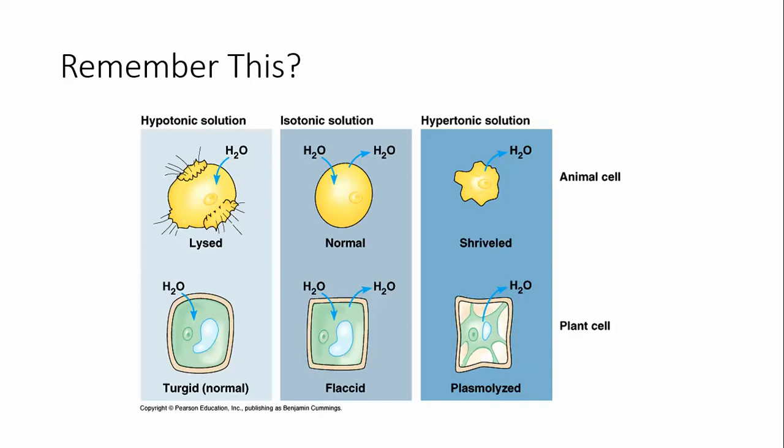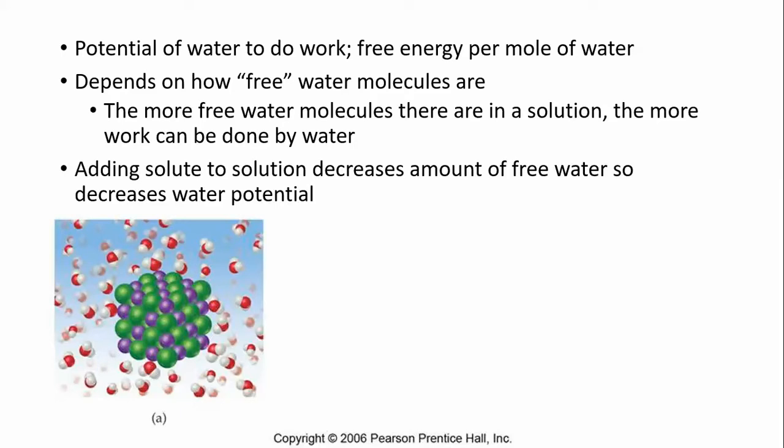And if you remember this diagram at all from your freshman year biology class, that's basically what we're going to talk about. But first, we need to talk about a concept called water potential. So water potential, and let me go ahead and write it up there since I apparently forgot a title. So water potential is basically the potential of water to do work. It's free energy in water. What it basically means is that you're measuring how free water molecules are.